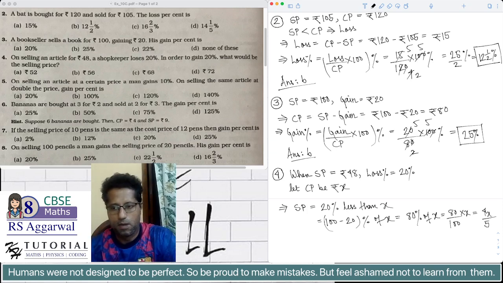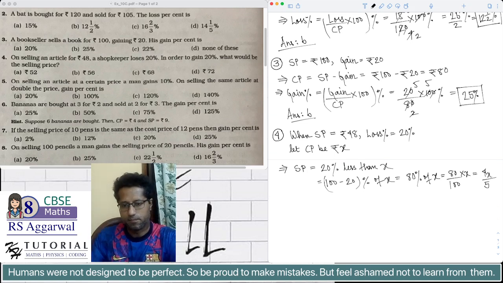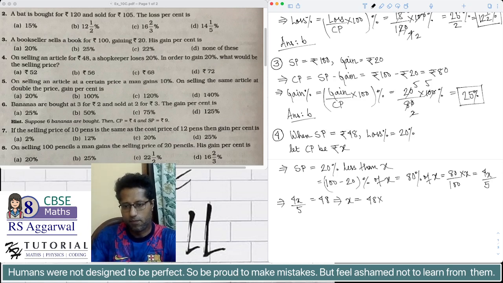Okay, now the selling price is given as rupees 48. So we can say that 4X by 5 is equal to 48. This implies X is equal to 48 multiplied by 5 divided by 4, which is equal to 60. So the cost price is rupees 60.